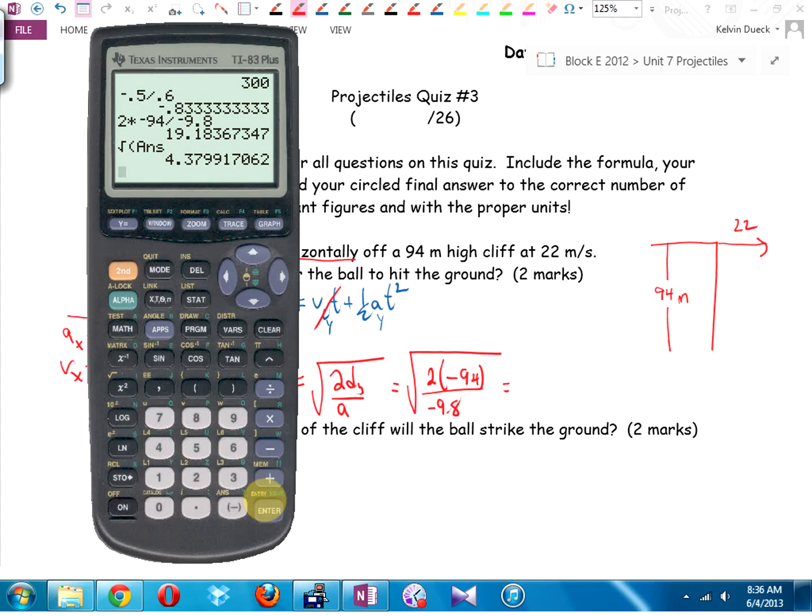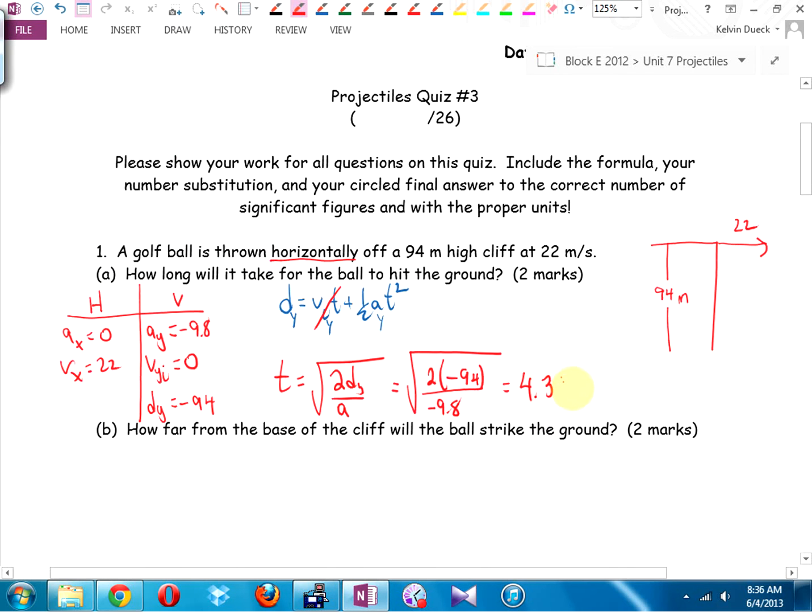Do you get 4.38 seconds? 4.4 seconds? I'll go with 4.38. 2 marks if you got that. Otherwise, I would give you 1 mark if I saw that, a half mark for the numbers, and a half mark for the answer. But if you've got the answer right, you get 2 out of 2.